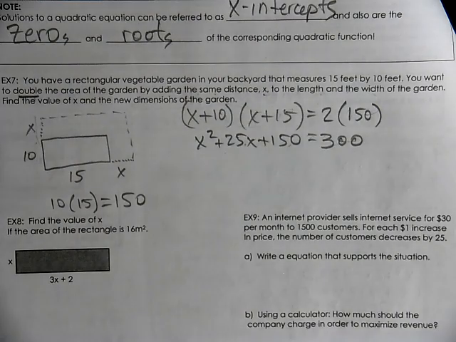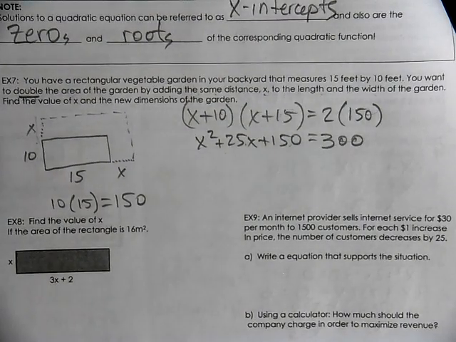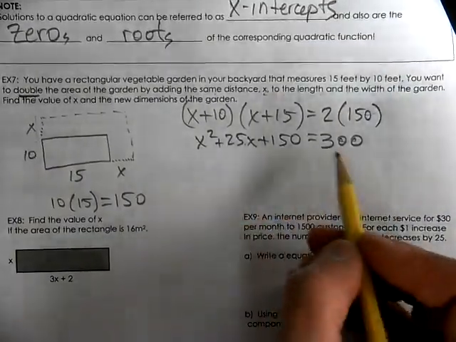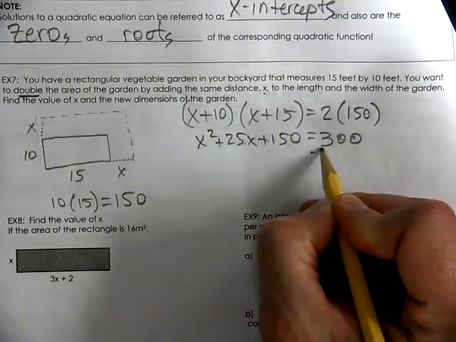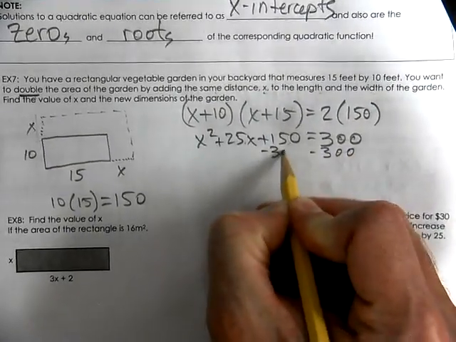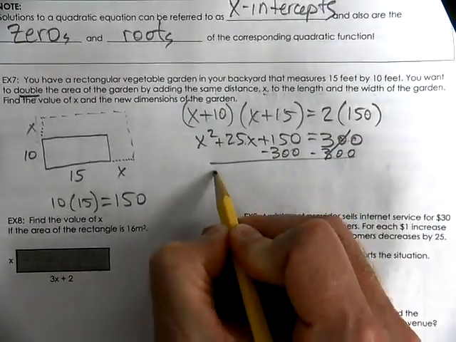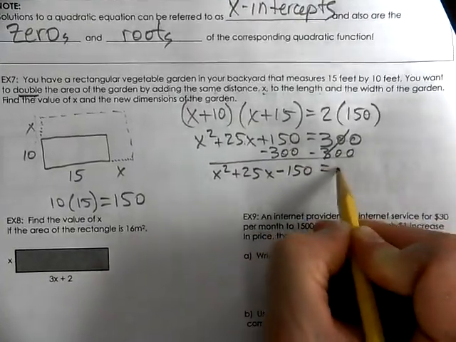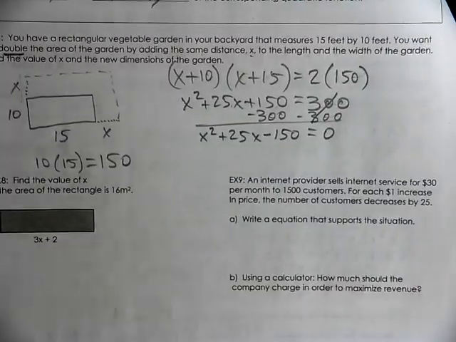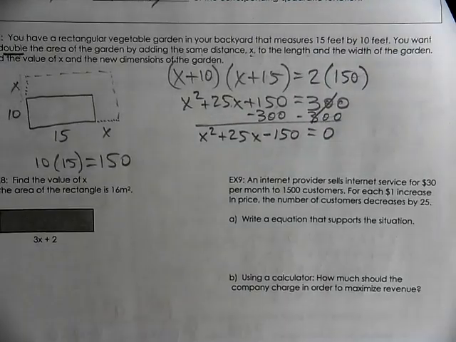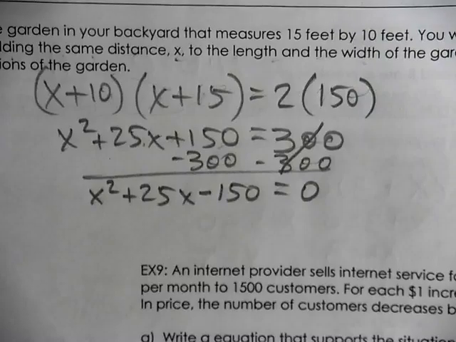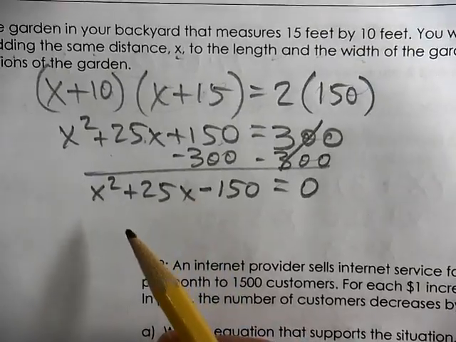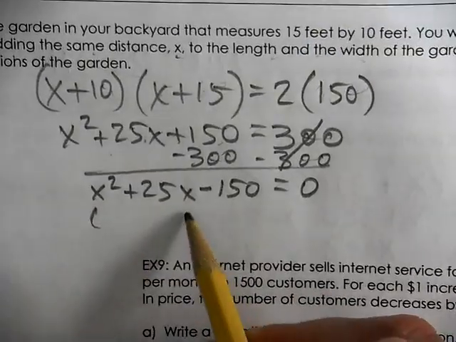So what do we do from here? This has a b term we talked about. If we have a b term, we need it to equal 0. So we're going to move the 300 to this other side. Now it equals 0, just like all the other problems we've done. So we'll factor this apart.